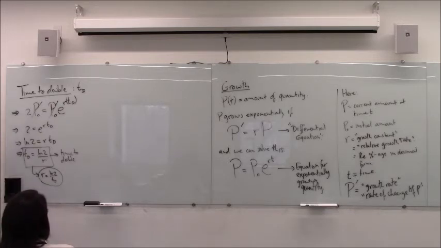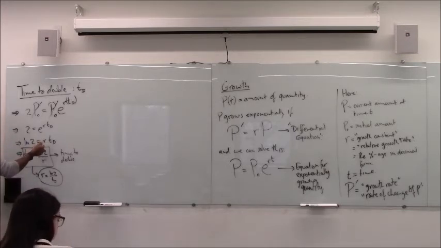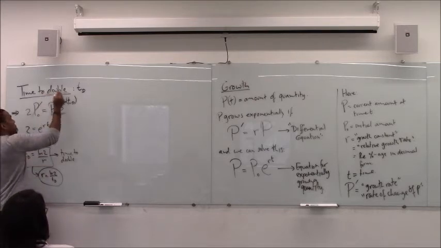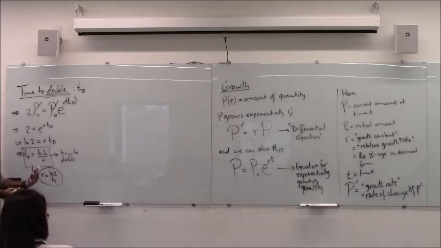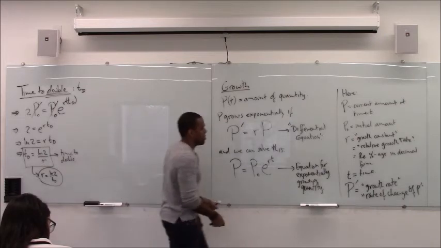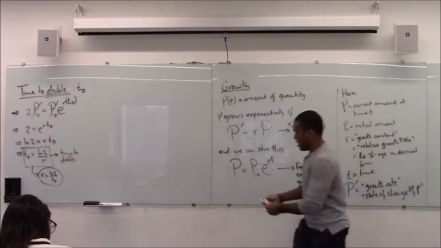You can also realize that if someone were to ask time to triple, you would have a 3 here instead of a 2, and you'll get ln 3 over r. Time to quadruple, ln 4 over r. So whatever they ask, how long does it take to have this many times what you started with, is going to be ln of that many times divided by r. That's a general principle, but doubling time is specifically requested or wanted all the time. That's basically it. So in the handout I gave you, these equations are all in a box, and I also typed out what these mean.